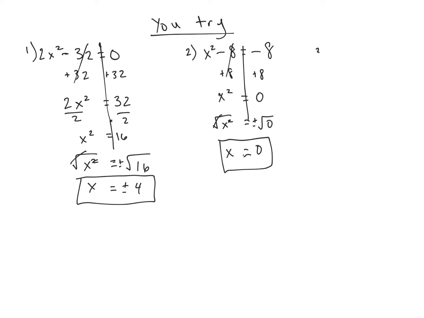All right, third you try before we try another example. Go ahead and try negative 2x squared plus 3 equals 27. Go ahead and try that one and enter your answer when you're ready.